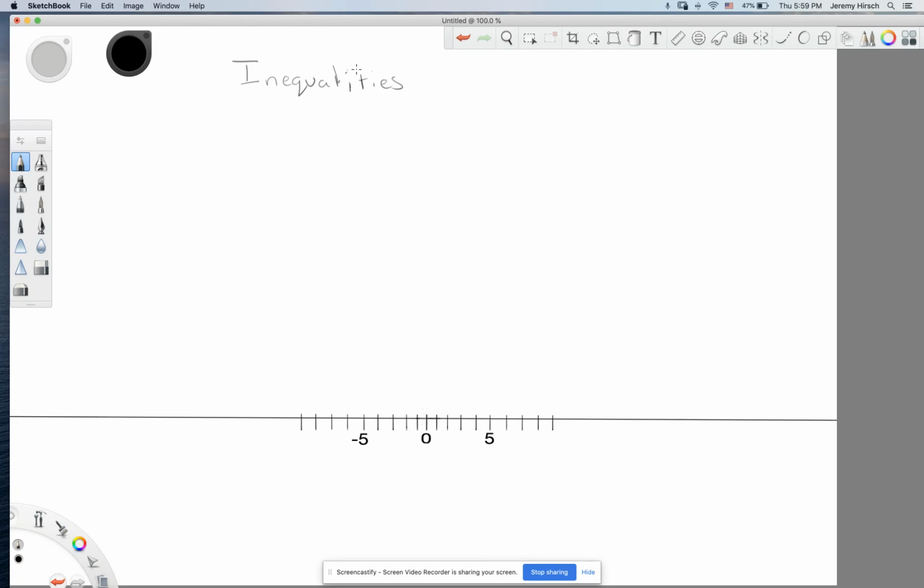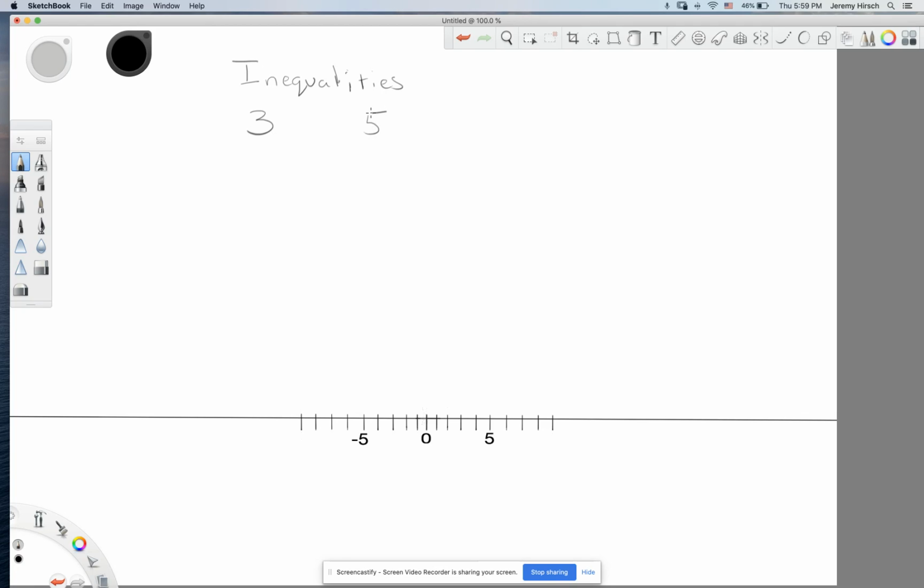Inequalities means that something is going to be greater than something else, or something is going to be less than something else. They are not equal. So when we talk about inequalities, we talk about how to write them, how to say them, and how to graph them. So let's say we want to talk about two numbers in comparison, 3 and 5.